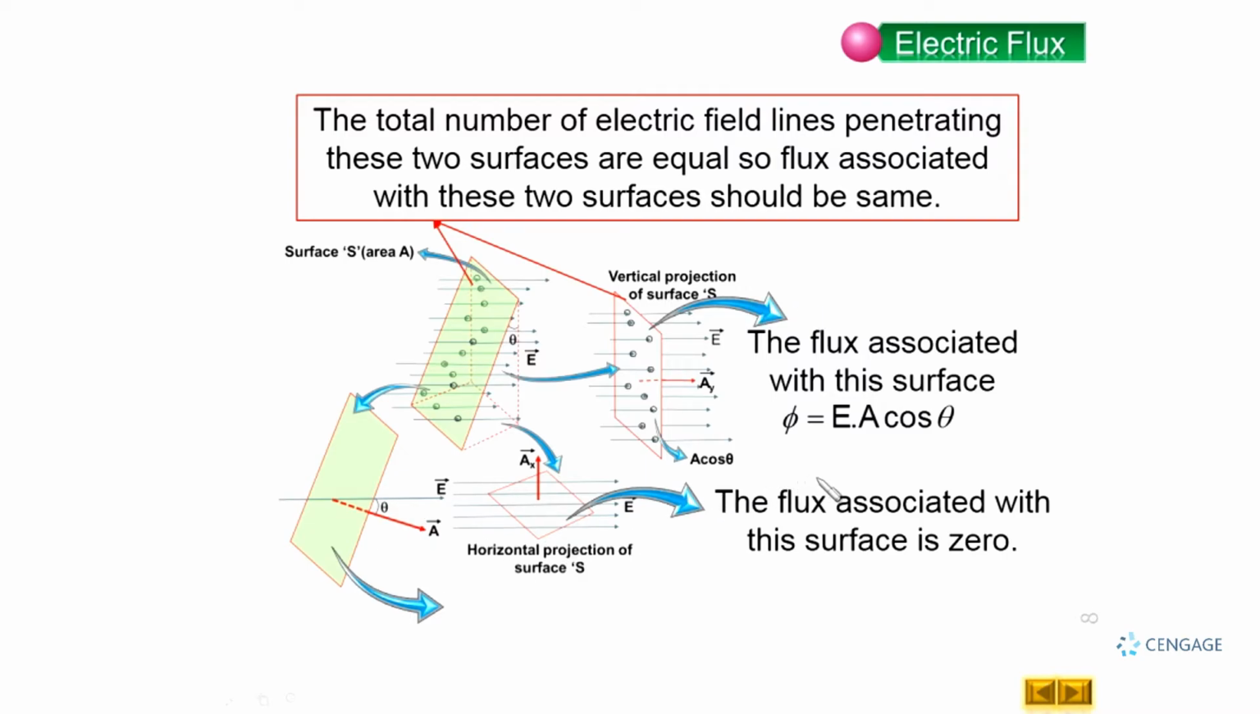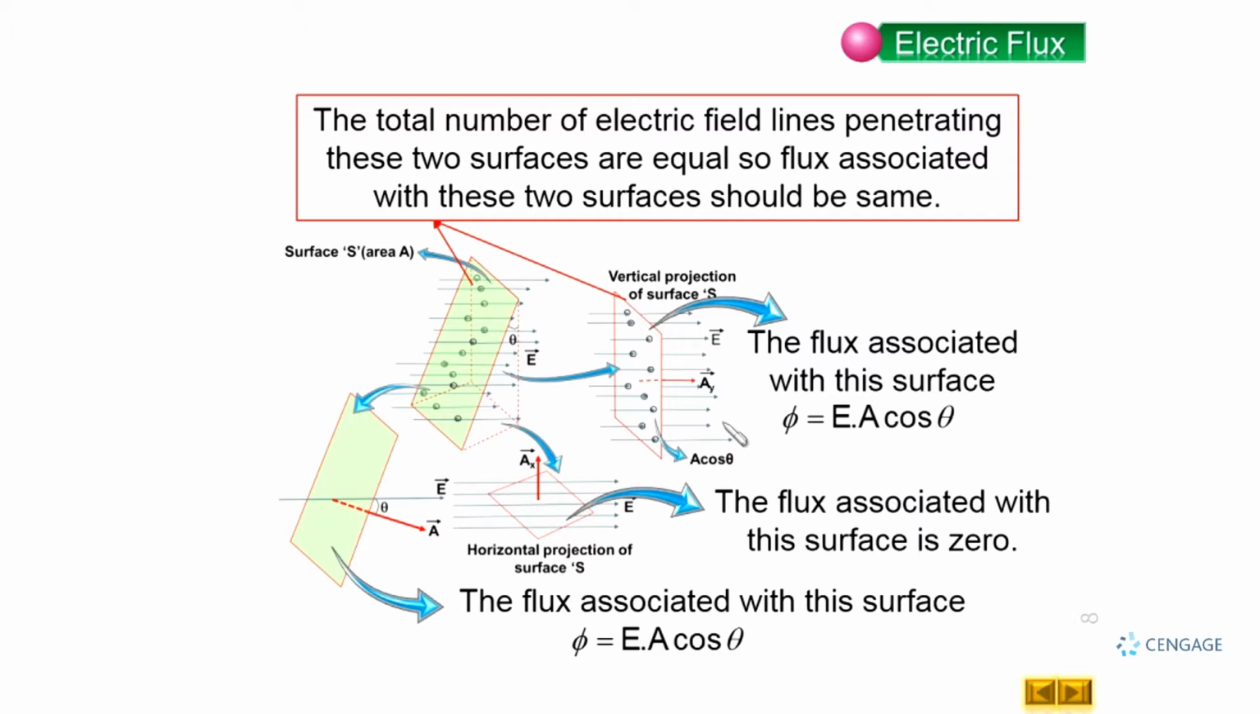Now we can say the flux associated with this inclined surface should also be equal to phi equal to EA cos theta. Now we got the definition of the flux and formula of the flux. So let us make the statement more generalized. Let us draw this diagram again.